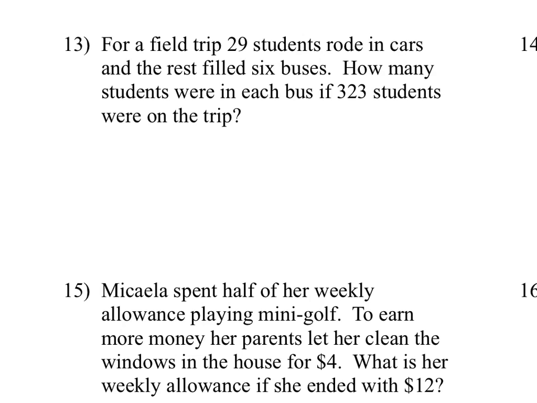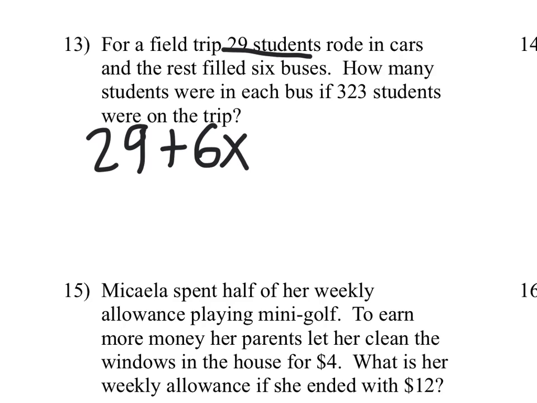Number 13, for our field trip, 29 students rode in cars and the rest filled 6 buses. How many students were in each bus if 323 students were on the trip? Going to go in the order that it's read in. We've got the 29 students that are in the cars. So we have 29 students there. Plus we've got some in buses. We know that there are 6 buses, but we do not know how many in each bus. So we're going to call that X. After that, we've got a total of 323 students.